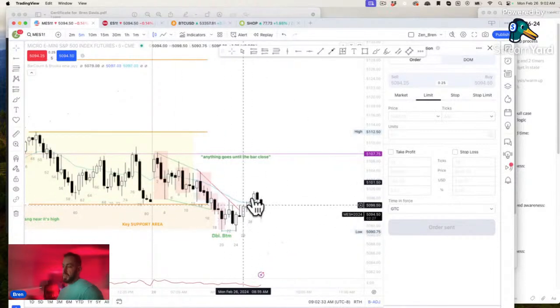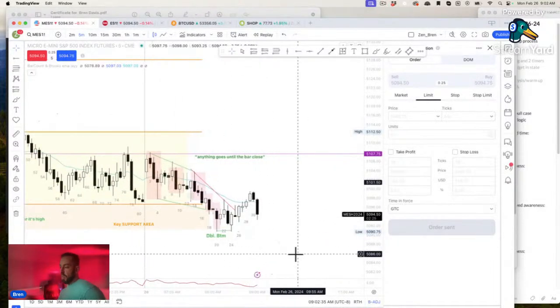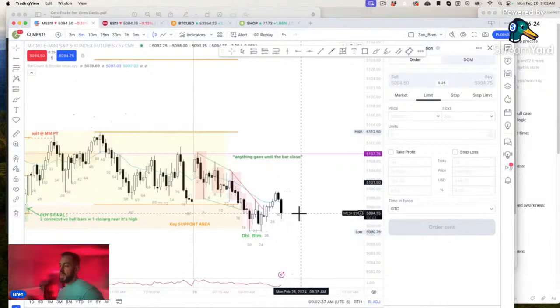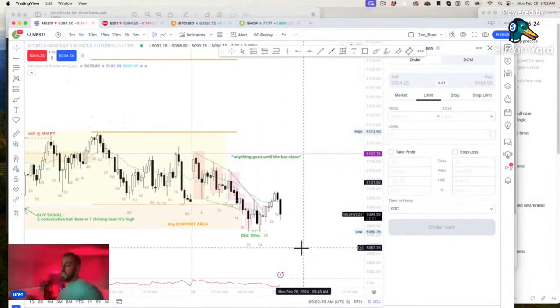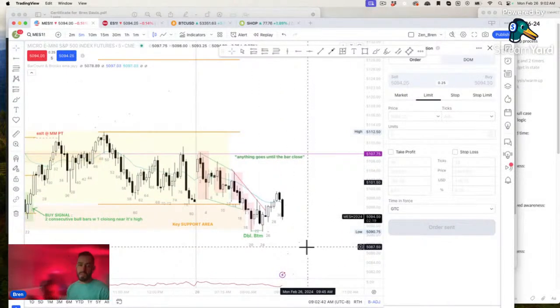Okay, isn't that awesome, guys? We took our profits here and then the market reversed down. So that means our strategy there with scalping was smart. It was actually really smart.